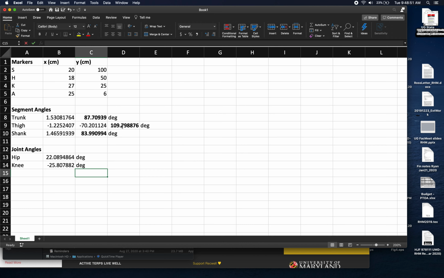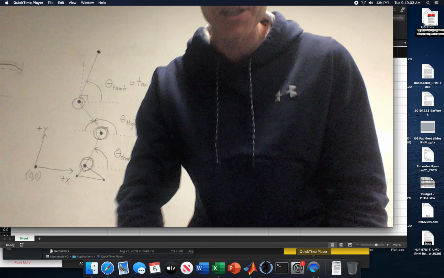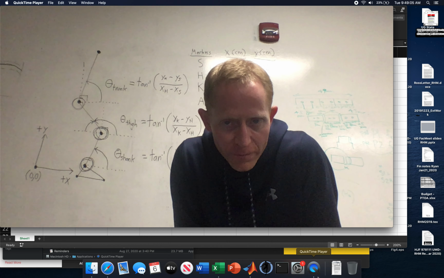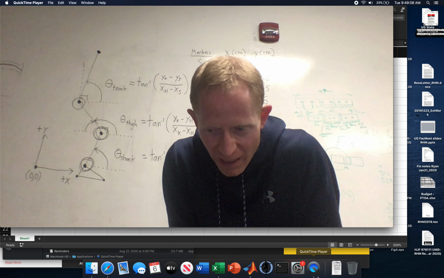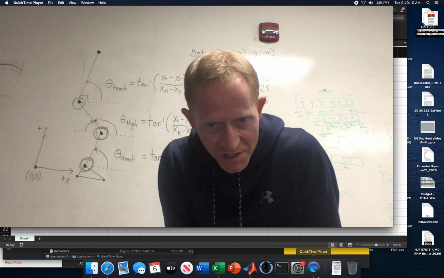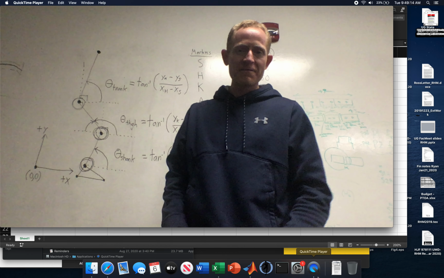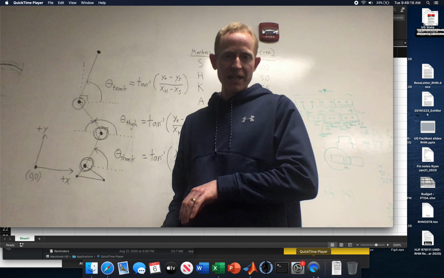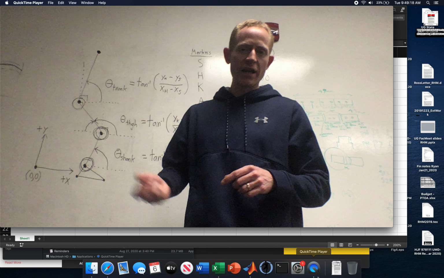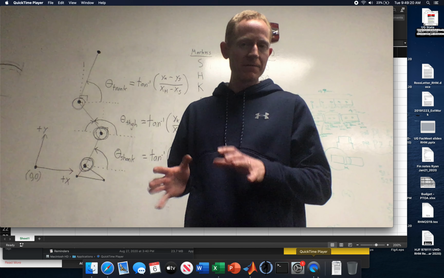Okay. So I got 22 degrees for my hip angle and negative 25 degrees for my knee angle. When it comes to negative angles for joint angles, that's fine. Okay? It's okay if you get a negative angle for a joint angle. That's just telling you which direction's flexion, which direction's extension, or whatever particular joint you're dealing with. You don't have to add 180 to a negative joint angle to use that joint angle. Joint angles can be negative and positive, that's fine.